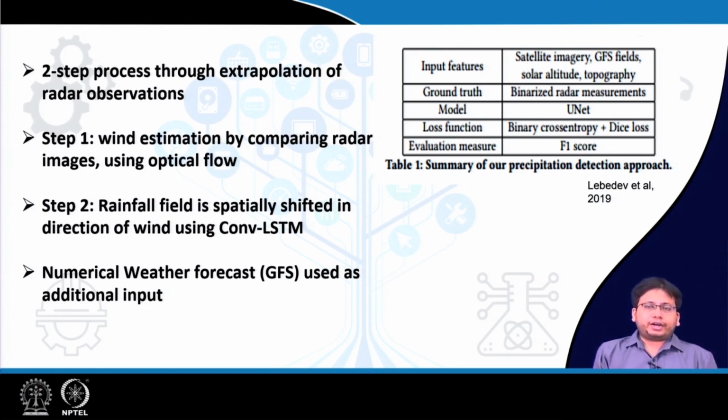Then the current rainfall map is shifted according to the wind to get the rainfall in the next map, and for this shifting purpose they take the help of Cornwell STM. And also the numerical weather forecast using a model known as GFS. We have already discussed numerical weather prediction models in the context of LightNet. So these models are also used as additional inputs.